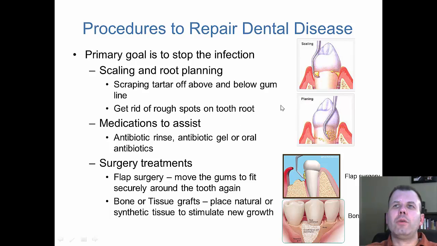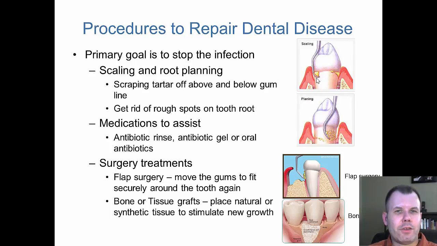Okay, so how can we repair dental disease? Well, one way is to stop the infection. In any of these cases, this is an infection, and there are a couple of different ways to go about cleaning it up. One is scaling and root planing, which is scraping the tartar off above and below the gum line. This is going in and around the gum line, trying to remove the tartar. Planing is basically getting rid of the rough spots on the tooth root.